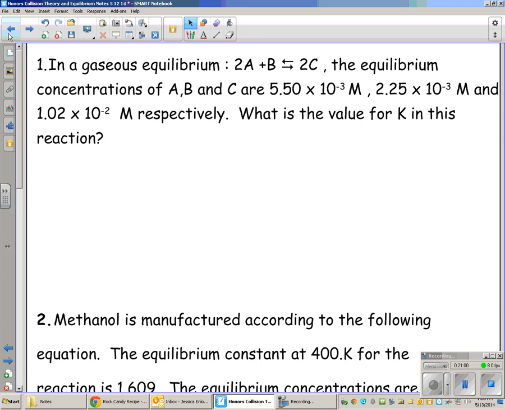Okay, so read this question with me. Write this down. These are your 3 lecture examples of K. In gaseous equilibrium, 2A plus B equilibrates to 2C. The equilibrium concentrations of A, B, C are given, respectively. What is the value of K in this reaction? First thing I want you to do is always write the KEQ. What's the KEQ for this reaction?